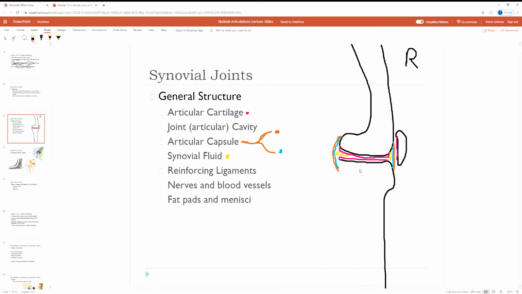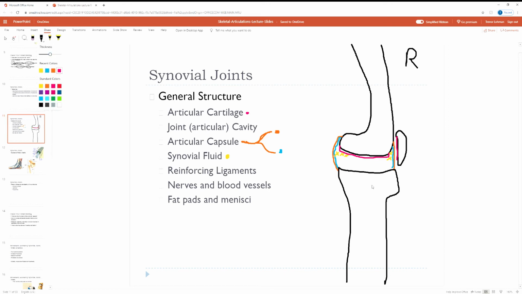So let me draw this a little differently, actually, so I have more room. Let me draw the tibia down here. That's not as pretty as a tibia, oh boy. So I need to move my articular cartilage. Oh, come on. Okay, so there's my articular cartilage.